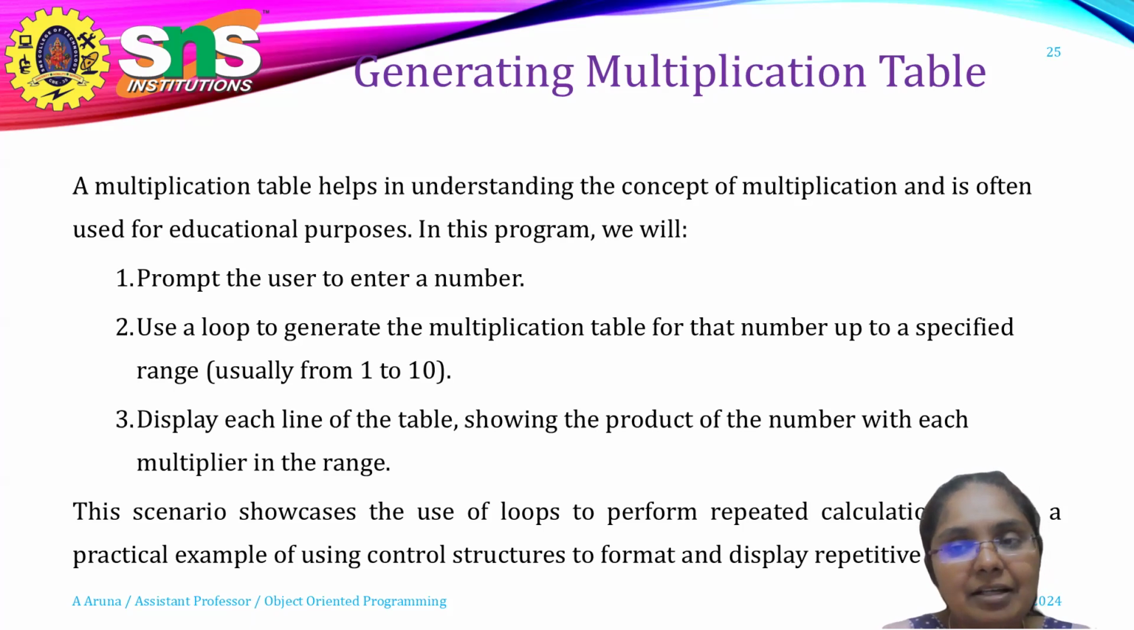Because it's a multiplication, we have the multiplicand as well as the multiplier. The multiplicand is the incremented one, and the multiplier we keep as a constant. By multiplying the multiplicand and multiplier, you get the product value. This scenario performs repetitive calculation, so I can use either a for loop or a while loop to repeatedly calculate the multiplication of a number.